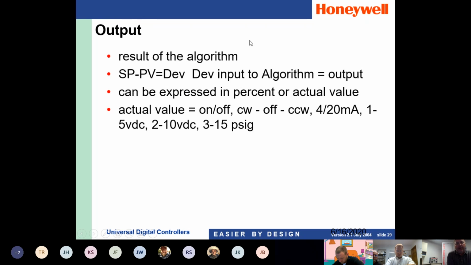Output. Output on a controller or a PID controller is the result of the deviation that we see from the set point and process variable. In most cases, probably 90% or so of those cases on a PID controller, that output is going to be represented as 0 to 100%. Sometimes you'll see it extend beyond the 0 to 100%. It might go -5 to 105%, but most cases 0 to 100. That output, for reverse acting, 100% would be full heating, and 0% would be cooling or no heating.